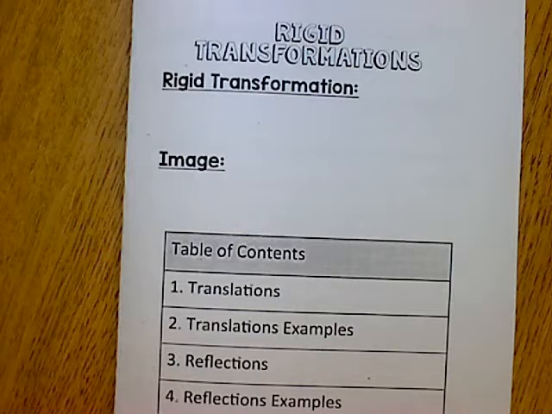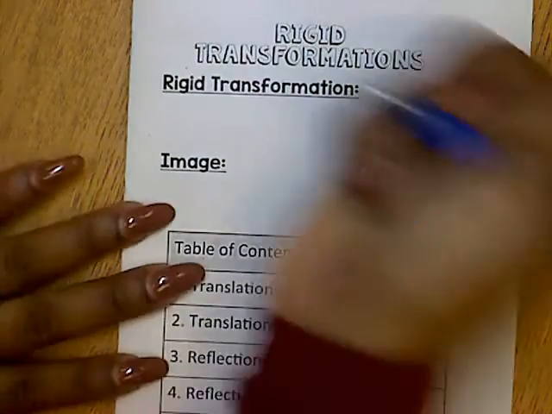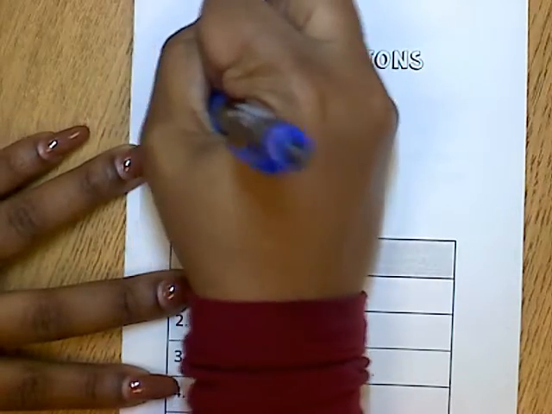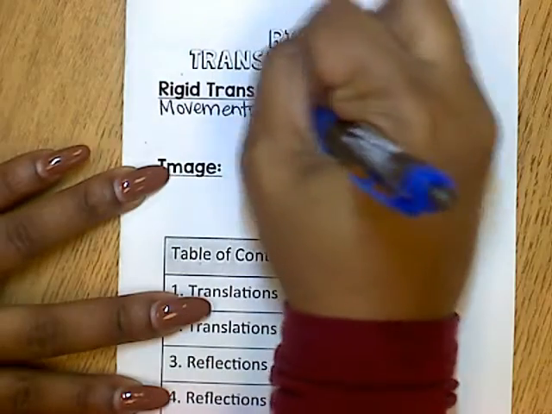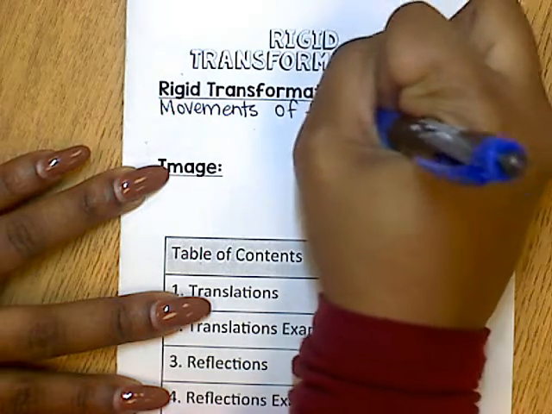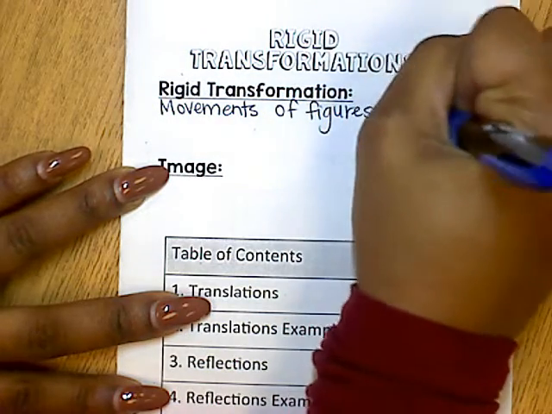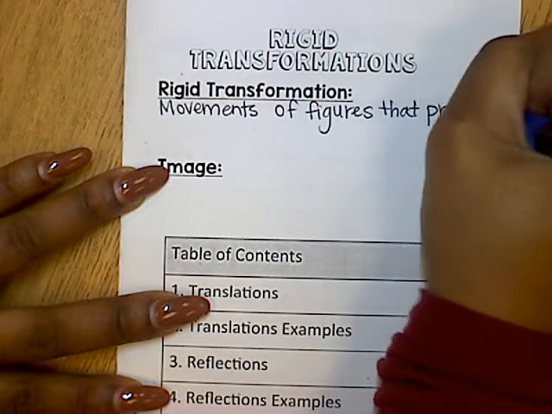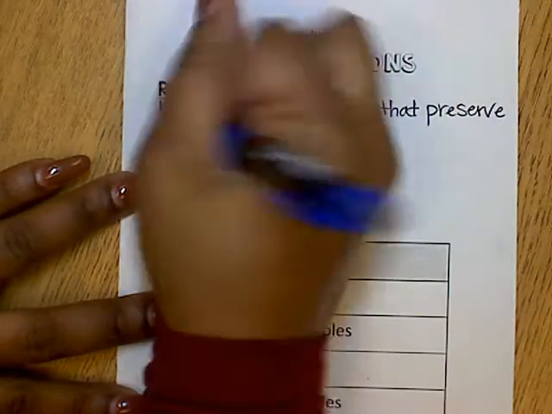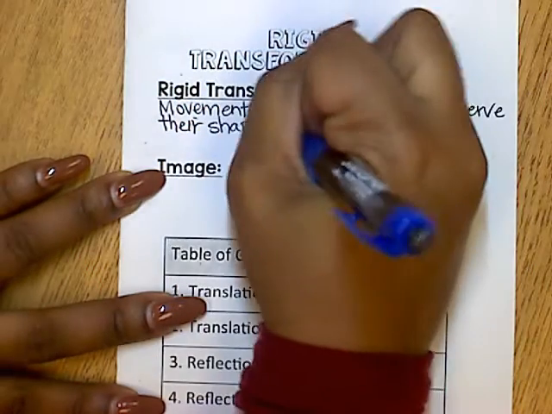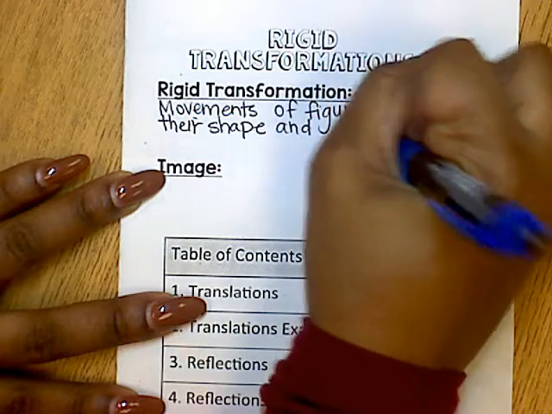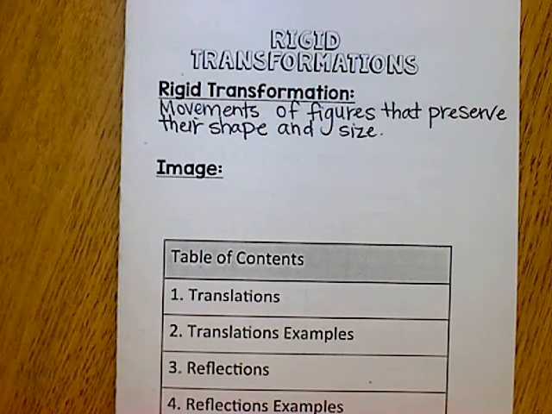So first off, what is a rigid transformation? So what it is: movements of figures that preserve. So remember, you preserve something, you're saving it. That preserve or save their shape and size. So if it's rigid, it's just moving the shape. It's not changing the shape. It's not changing the size. So when you're done, you should still have the same shape, the same size, but it's just in a different location.